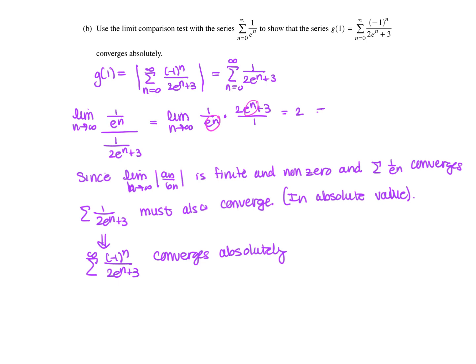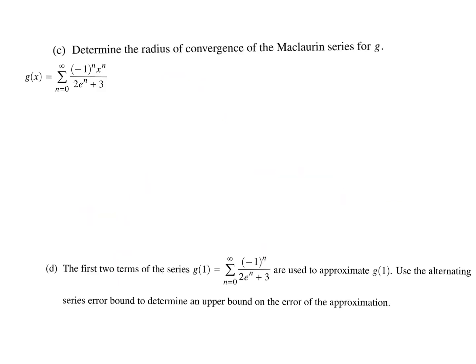Okay, so the next part C, determine the radius of convergence for the Maclaurin series. So remember, to do the radius of convergence, we look at the ratio test, unless it's geometric. So we're going to look at the ratio test. And remember, our goal is always to get absolute value of x minus c less than r. This right here is your radius of convergence.